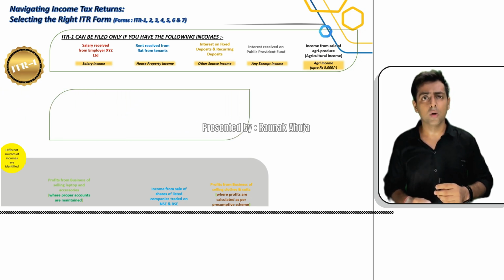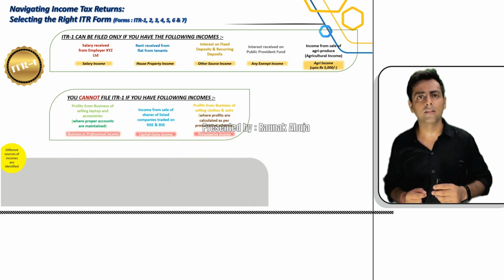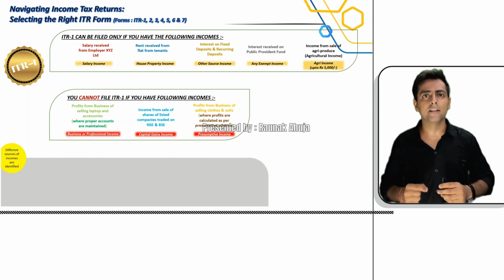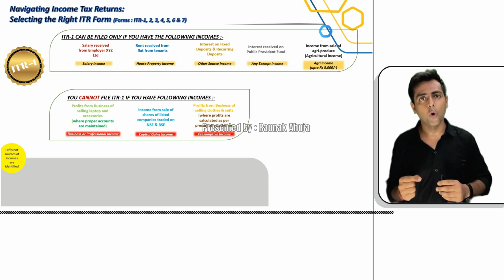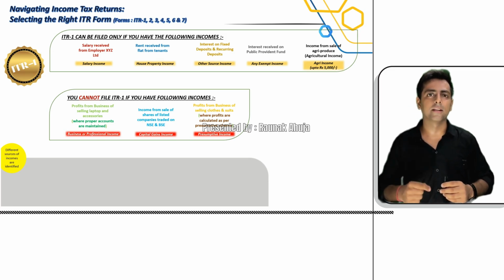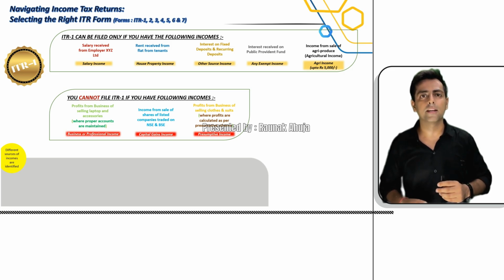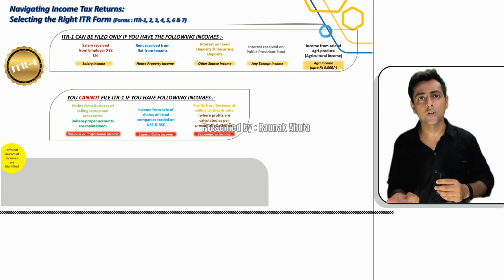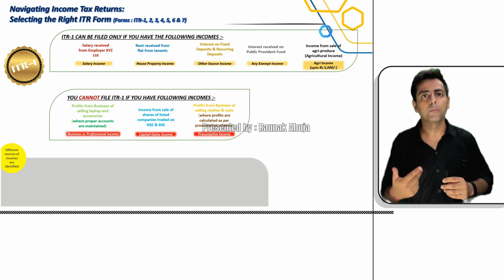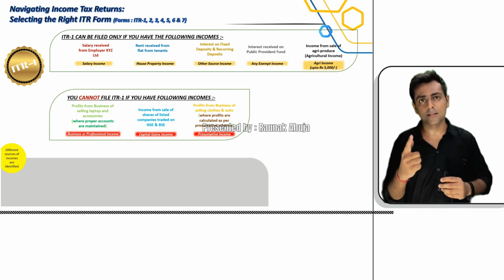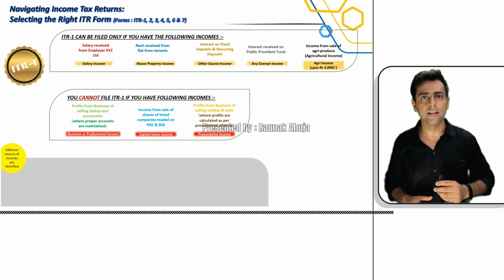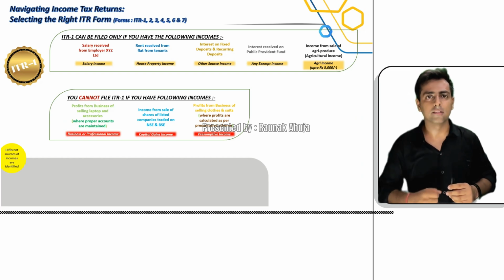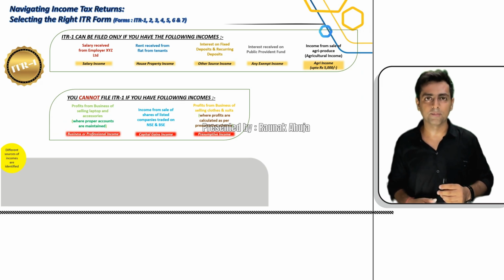Now, when can you not file an ITR 1? In case you have any income under the heads business or any incomes under the head capital gains. What do we mean by capital gains? Wherever you earn any income by way of purchase or sale of mutual funds or equity shares, or by way of selling of immovable property or any other capital asset, then in such a case, such income falls under the head capital gains. And you won't be able to file ITR 1. You'll have to choose some other form.